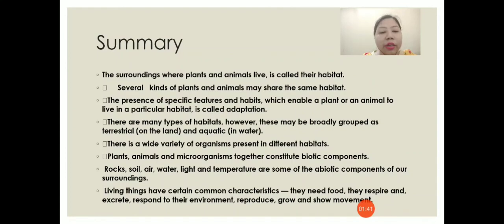There is a wide variety of organisms present in different habitats. Plants, animals and microorganisms together constitute biotic components. Rocks, soil, air, water, light and temperature are some of the abiotic components of our surrounding. Living things have certain common characteristics with the help of which we can categorize things as living and non-living. Living things need food. They respire and excrete. They respond to their environment, reproduce, grow and show movement.